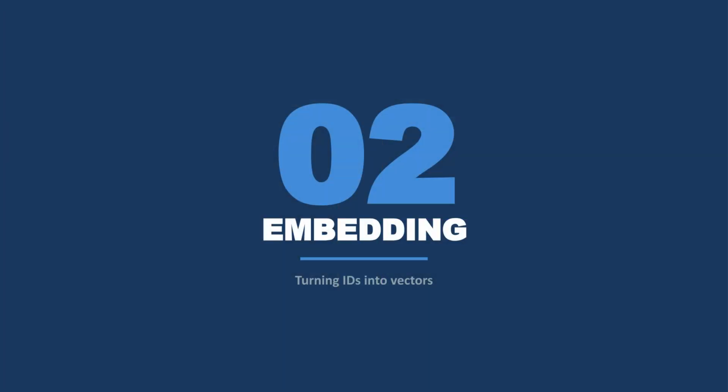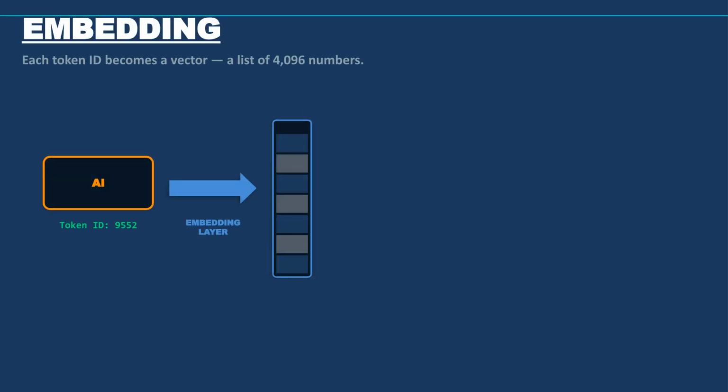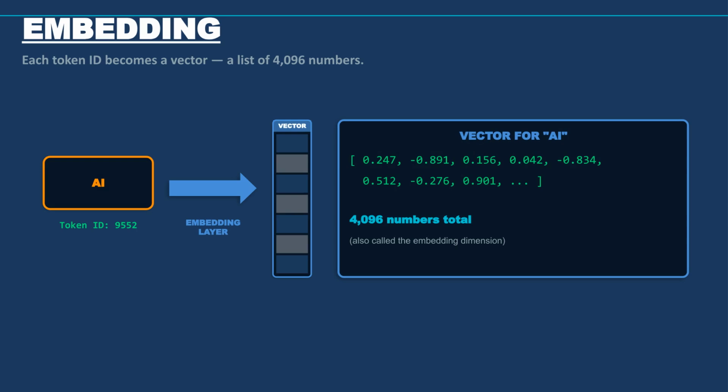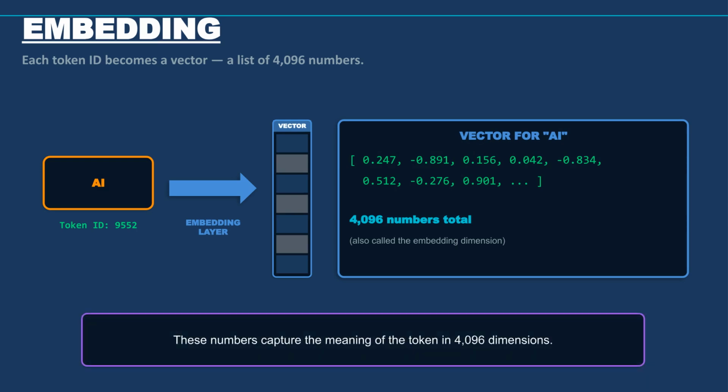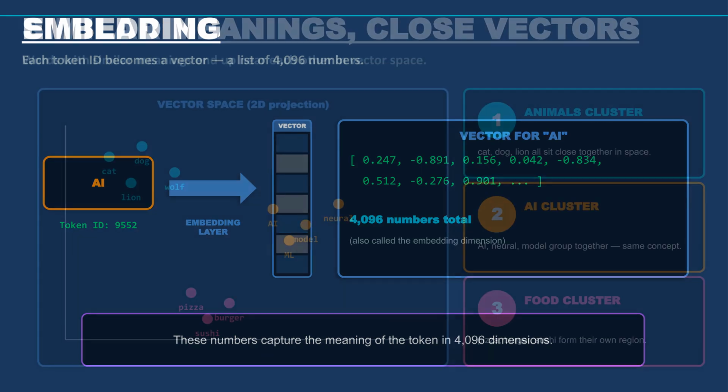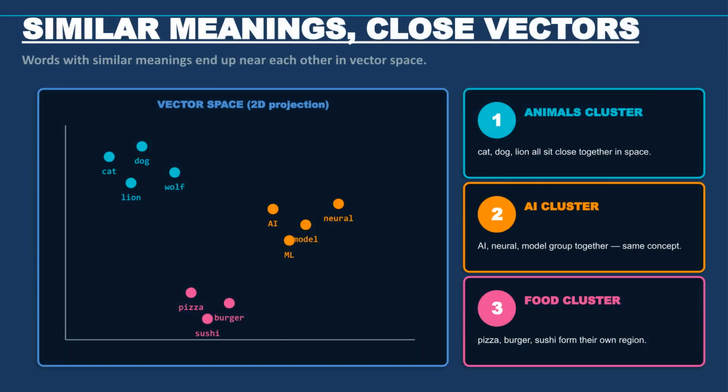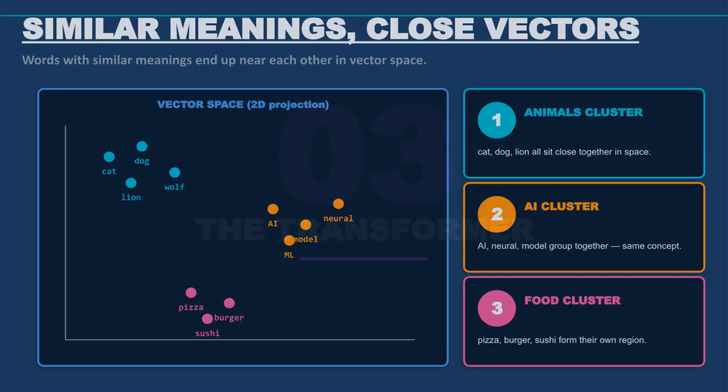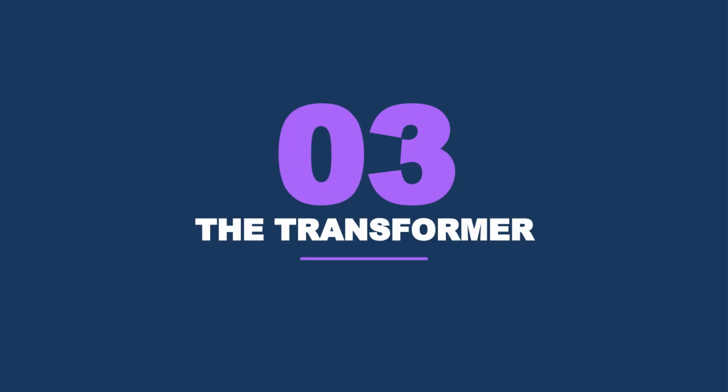The second stage is embedding. This turns the token IDs into vectors. The token ID is mapped to a vector, which is a list of 4,096 numbers. These numbers capture the meaning of the token in multiple dimensions. In this vector space, words with similar meanings are located near each other, forming clusters like animals, AI concepts, or food.